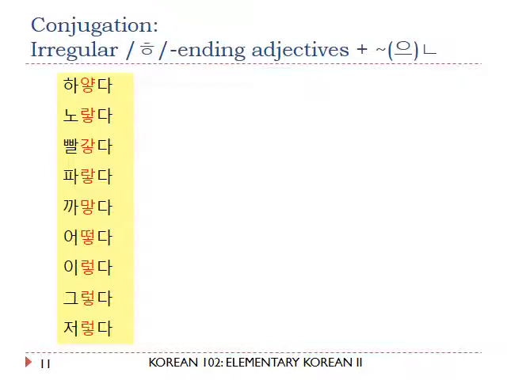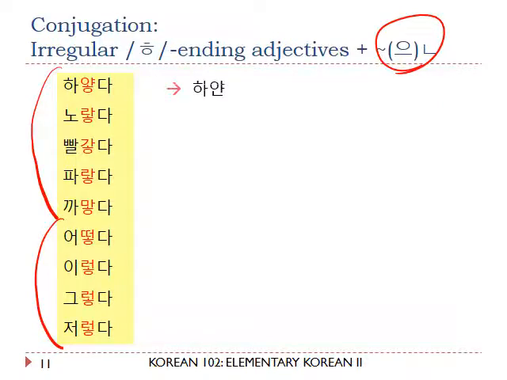Now let us look at more examples of conjugation, but this time we focus on the conjugation with the noun-modifying suffix 은. Color terms and demonstrative adjectives are all irregular, right? 하얗다, the conjugated form is 하얀. Again, note that the stem-final ㅎ is omitted before the vowel, right? The same applies for the rest of the examples. 노랗다, to be yellow, 노란. 빨갛다, to be red, 빨간. 파랗다, to be blue, 파란. 까맣다, to be black, and the conjugated form is 까만.